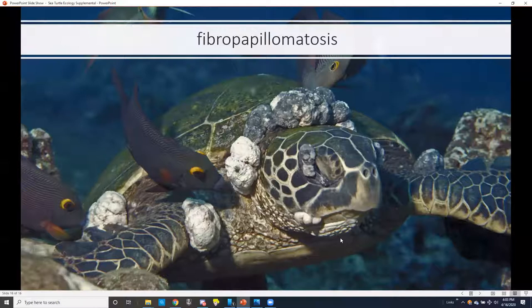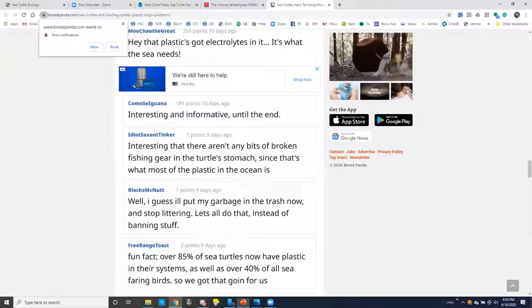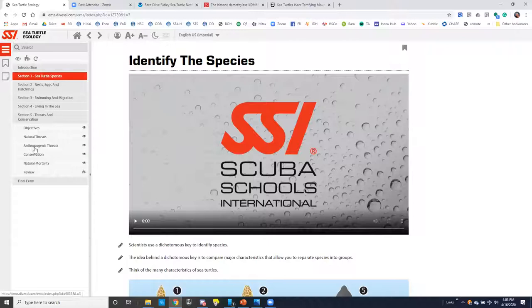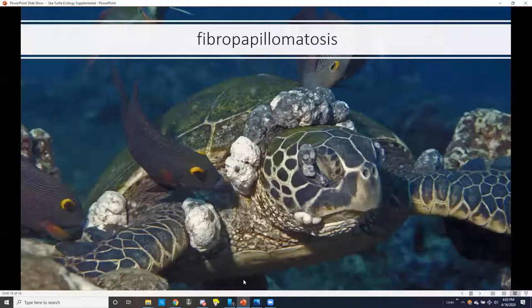Also in the threats, and this was in the final section of the class, Sea Turtle Ecology class. In the final section, living in the seas, threats and conservation, they had natural threats, anthropogenic threats, conservation. We already started talking a little bit about these. This is something that we were very familiar with in Hawaii about 10 years ago. If anybody heard of the book Fire in the Turtle House, they were talking about how all turtles were going to be extinct and we're not going to have any turtles anymore because of this particular disease, right?